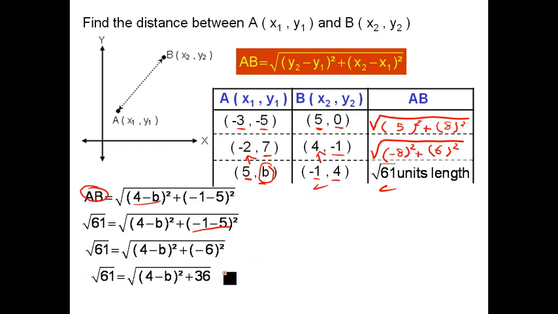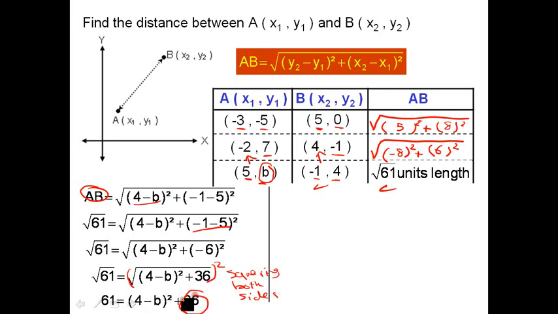Yes, squaring both sides. Let's write it. Squaring both sides, which means making root 61 to the power of 2, it will be 61, and put power 2 around all of this, so the square root will cancel with the power 2. Okay, now we're gonna move 36 to the other side. So 61 minus 36 equals (4 minus b) power 2. And 61 minus 36 is 25.